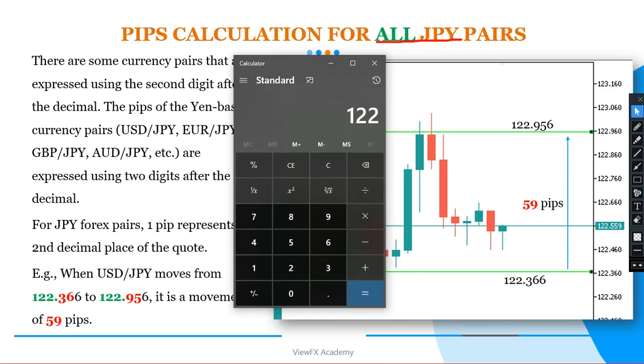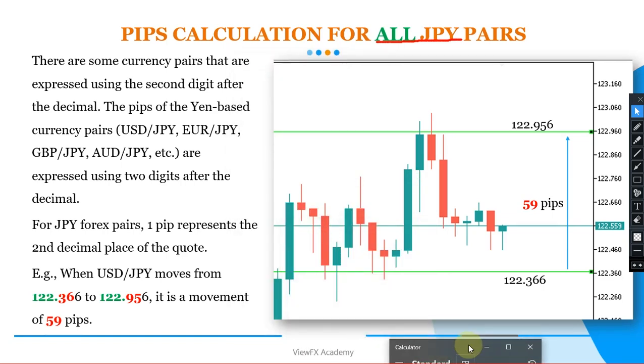So 122.956, I subtract 122.366. And I have 59 pips. Now let's take it the other way around. 122.366 minus 122.956. I have a negative 59. We don't use negative. We will take the 2 after the decimal point. So I hope that is clear.